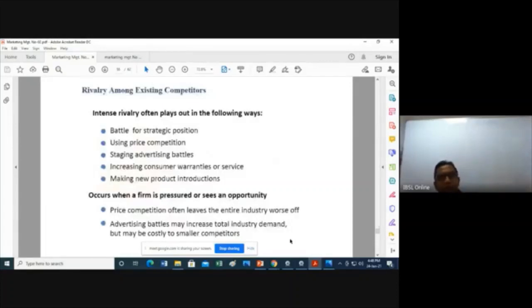And rivalry, the other factor, is rivalry among existing competitors. If you take commercial banks, there are 25 or 26 commercial banks in the country, and 50 odd finance companies. There's intensive competition among existing competitors, a battle for strategic position, using price competition, staging advertising battles, and so on. So you have to understand that also. There's existing competition as well.